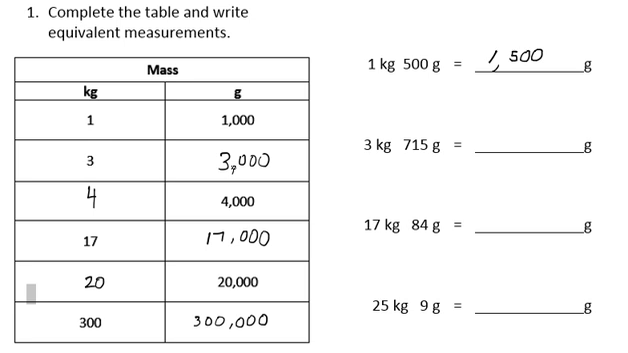For the next question, I have 3 kilograms. Again, we can use our chart if we need to, but we should think of 3 kilograms as 3,000 grams added to the 715 grams for a total of 3,715 grams. Next question, 17 kilograms would be 17,000 grams plus the 84 grams for a total of 17,084 grams. And finally, 25 kilograms would be 25,000 grams plus the 9 for a total of 25,009 grams.